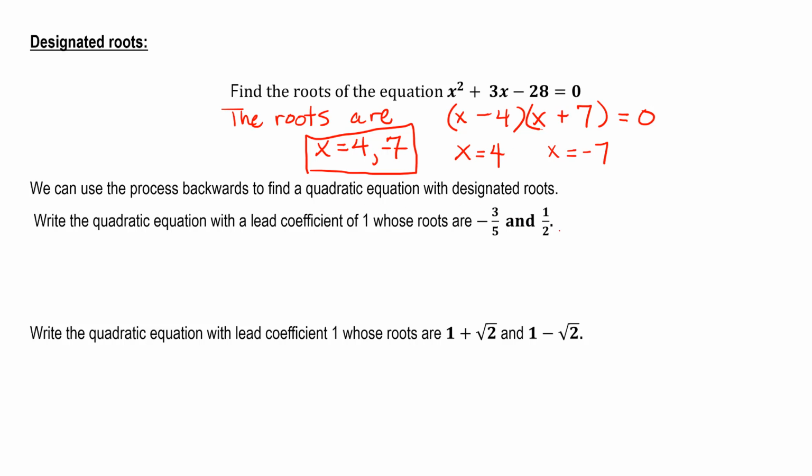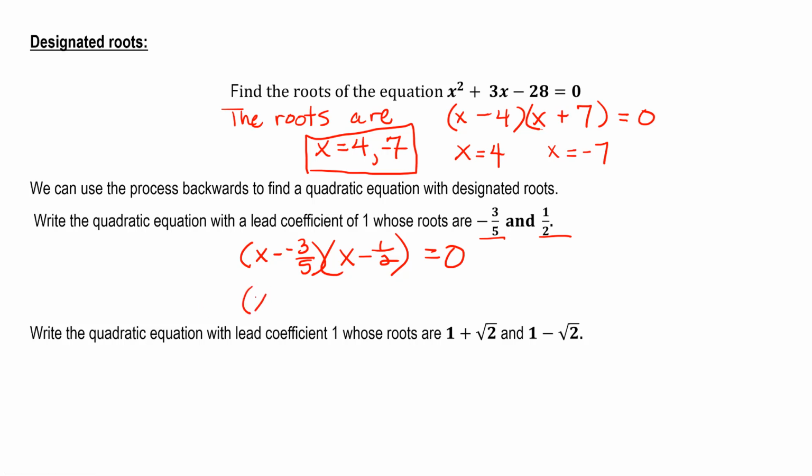So this next problem says, write the quadratic equation with a lead coefficient of 1 whose roots are negative 3/5 and 1/2. So in order to write that equation, I just need to write the factors. x minus a root, x minus a root, and that's going to equal 0.